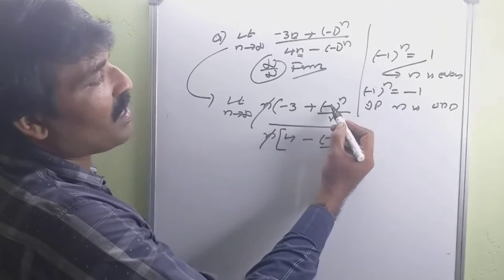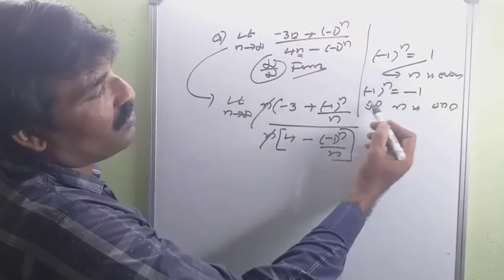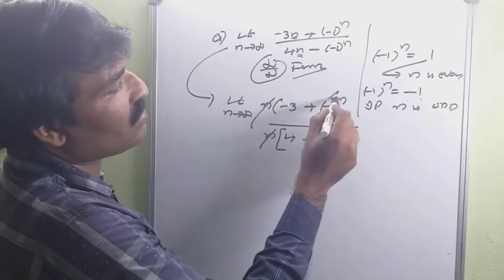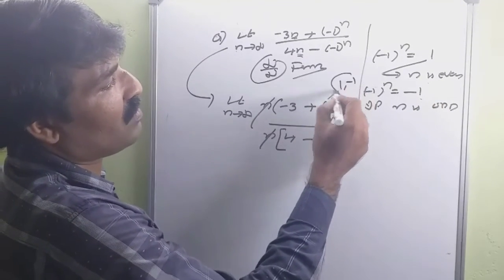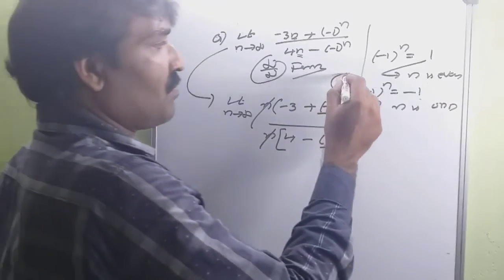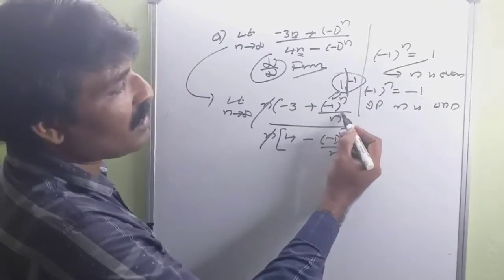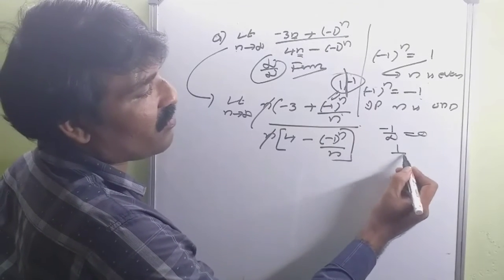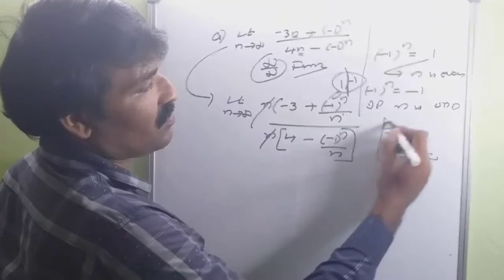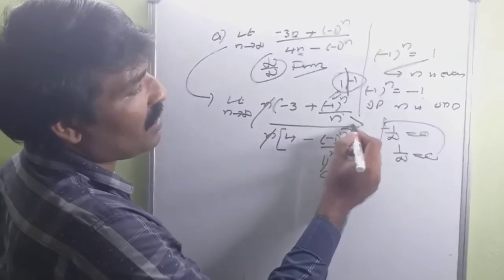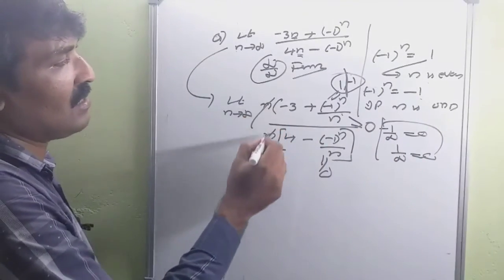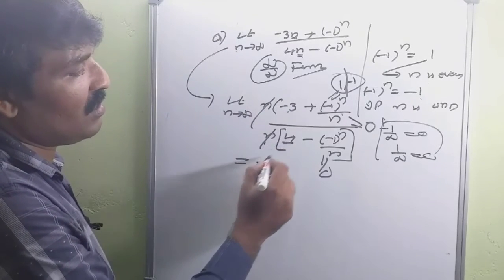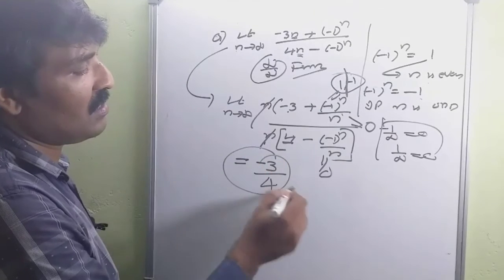And this value of minus 1 raised to n is equal to 1 when n is even and equal to minus 1 when n is odd. So the numerator value is either 1 or minus 1, and the denominator becomes infinity. So minus 1 by infinity is equal to 0, and 1 by infinity also is equal to 0. So this term becomes 0 and this term becomes 0. And this n and n get cancelled. So the remaining is minus 3 in the numerator and 4 in the denominator. So the answer is minus 3 by 4.